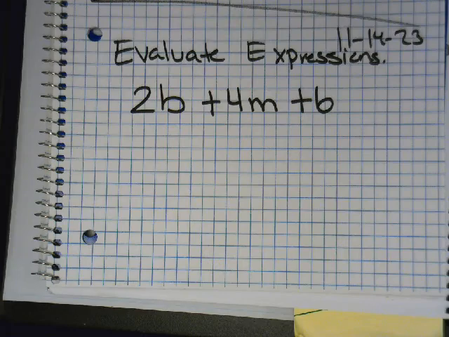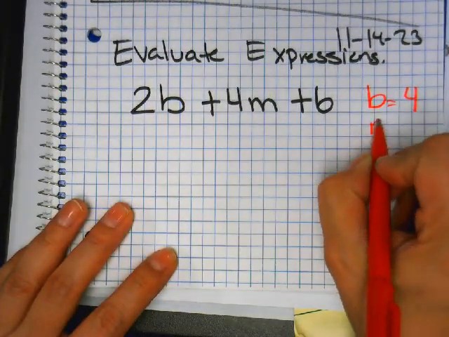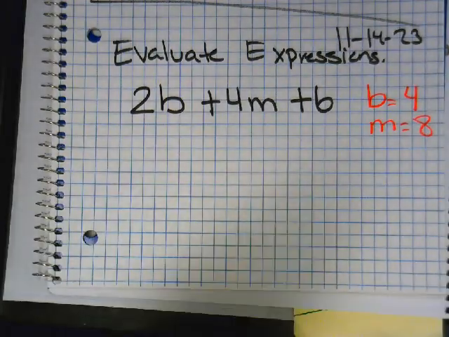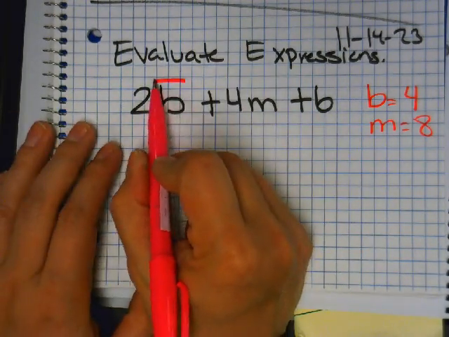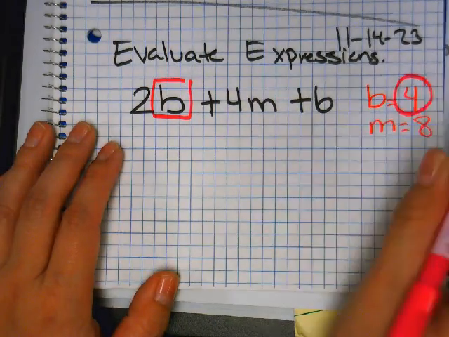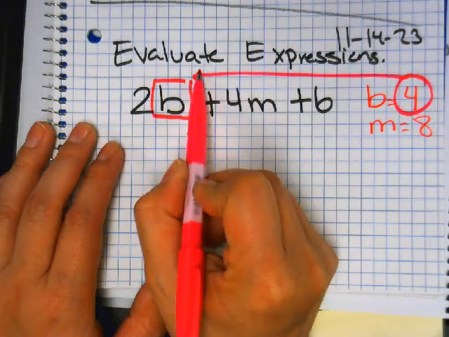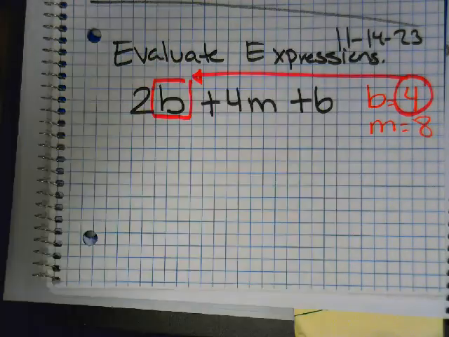All right. When B equals 4 and M equals 8. So we kind of discussed this yesterday. If you were absent yesterday, it's actually a really easy thing to catch up with. I tell you what the variables are. So here I have a B. So I'm telling you that B is 4. So you're going to write and plug in the 4 to where you see the B. So you substitute, you interchange them.